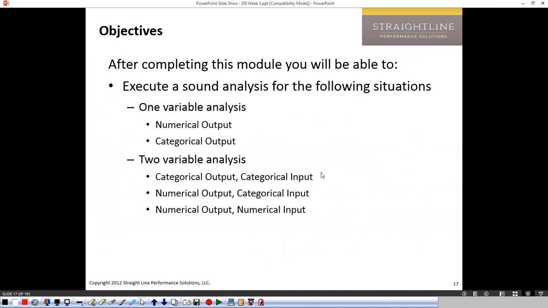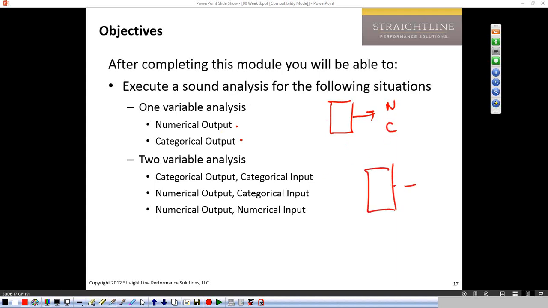that we just had to execute what I would call sound analysis for the following situations. We're going to do two examples of one variable analysis. The first two are just this. One is when I have a num, and one is when I have a cat. Okay, so we're going to do one num, and we're going to do one cat. And the second set is when I have an output and an input. Okay, whether that's a num or a cat, and same thing here. So we're going to cover three situations for here: a category output, category input, number output, category input, number output, number input.